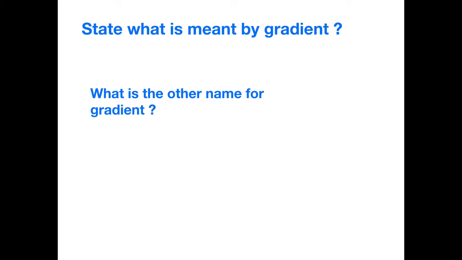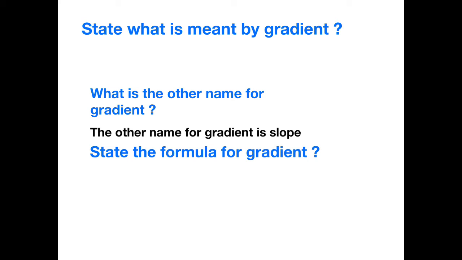The other name for gradient is slope. As we said in the graph, it was shown a line from A to B. It was showing a certain slope. Slope is the English meaning of gradient.